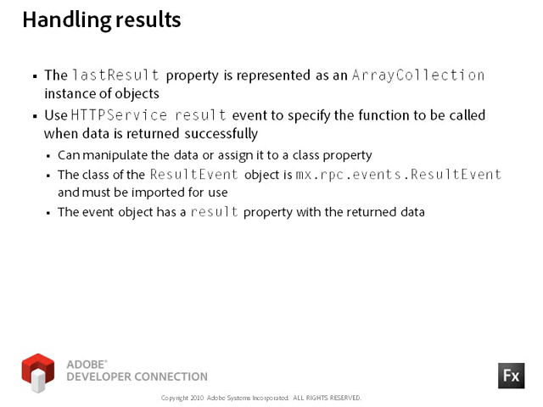Lastly, don't confuse the lastResult property with the result property of the event object. You use the lastResult property in data bindings directly to the return results, and you use the result property in an event handler when you pass the event object to the event handler function.